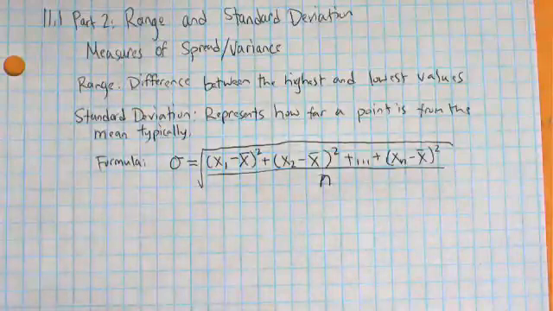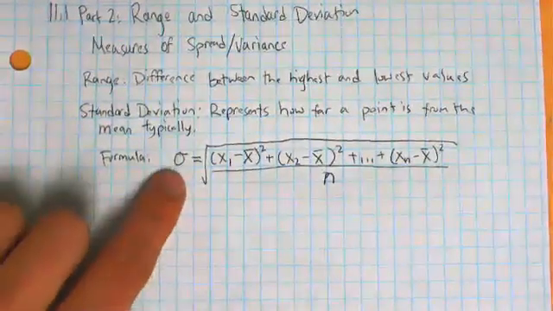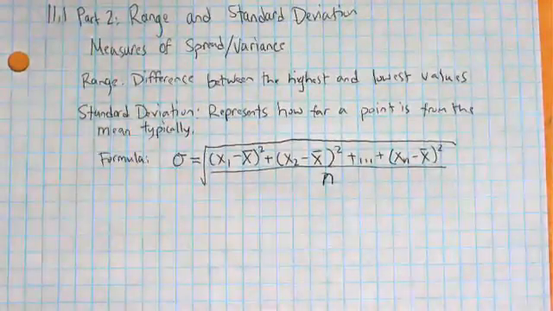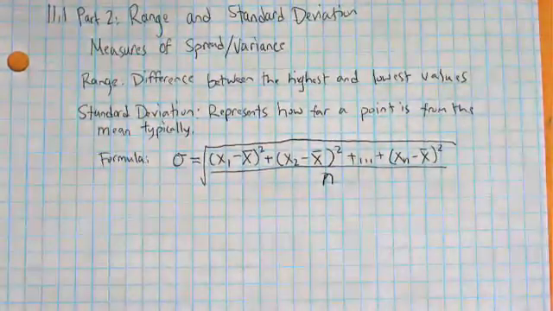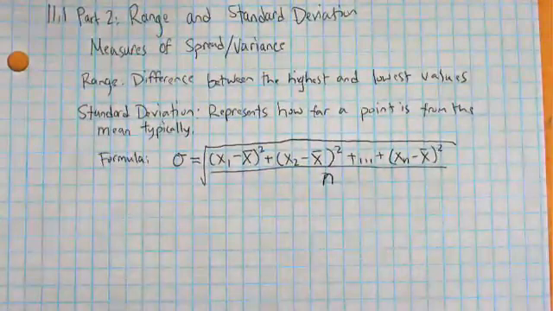The standard deviation is a calculation that represents how far a point is from the mean, typically. So it just represents how far away points normally are from whatever the arithmetic average, or the mean, is. And it gives us this big formula. We have this symbol here. This is called sigma. And we have this big, huge square root formula.